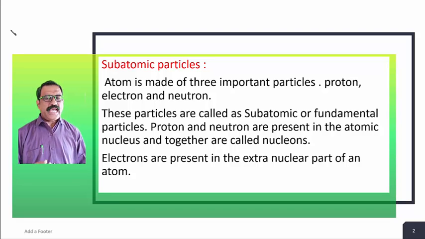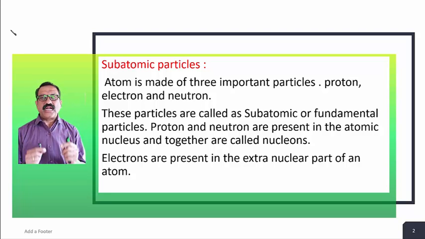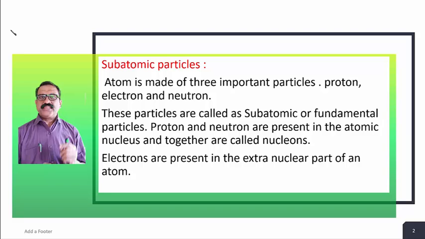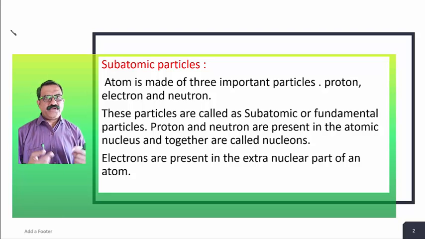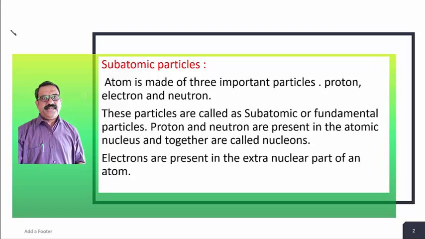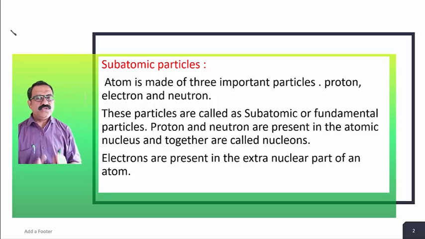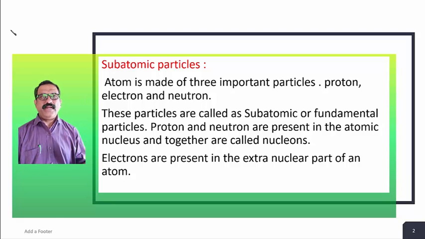These protons and neutrons are collectively called nucleons, while electrons are revolving around the nucleus in a circular path, which is called the extra nuclear part of an atom. Two things are clear here: protons and neutrons are present at the central place, that is the nucleus, while electrons are revolving around the nucleus, which is known as the extra nuclear part of an atom.